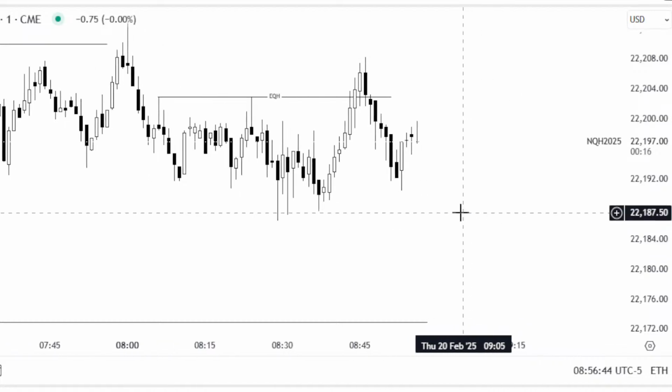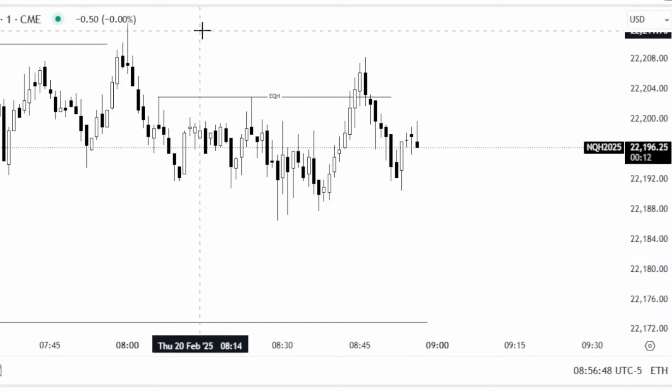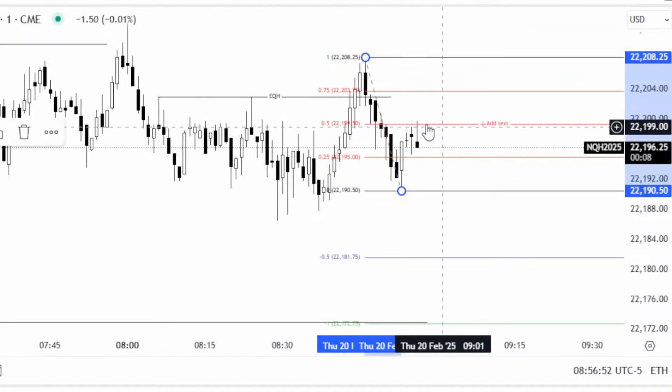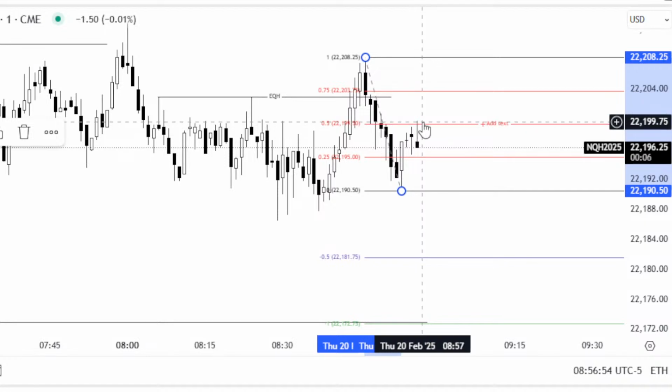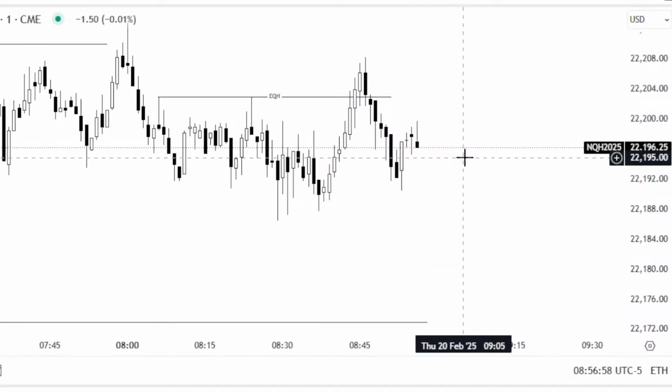Let's see. Alright, so we've broken down. That's the high, that's the low. See how we tipped into that 50%. So let's see if we can form that swing high so we can push price lower here.